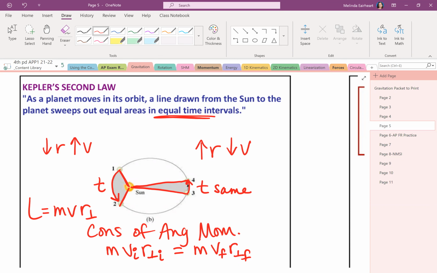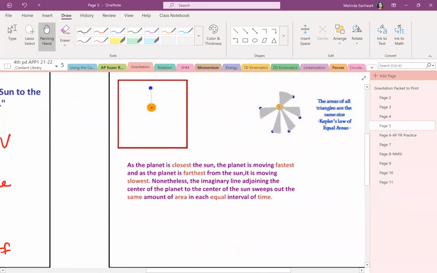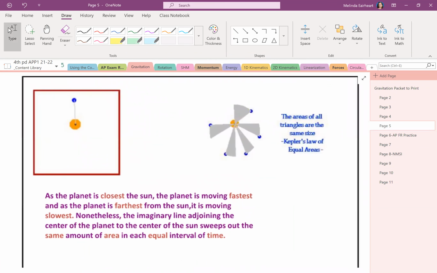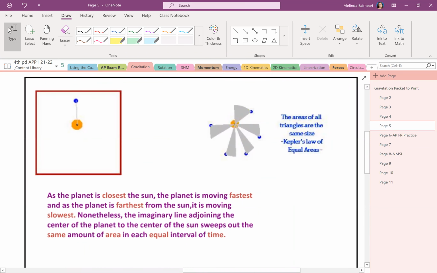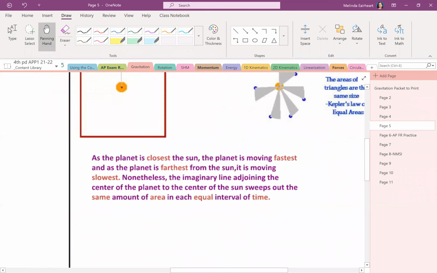Okay. Oh, the animation's on the next slide, but OneNote doesn't animate. But imagine that is animated, okay? So as it goes around, those equal areas happen in the equal amounts of time. And it talks about closest, it's moving the fastest, and then furthest, it's moving the slowest.